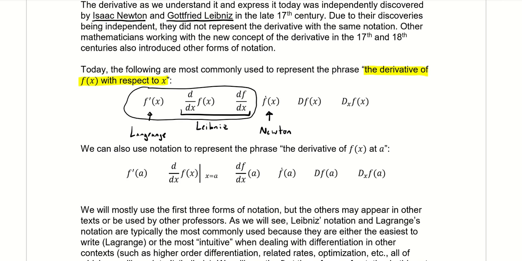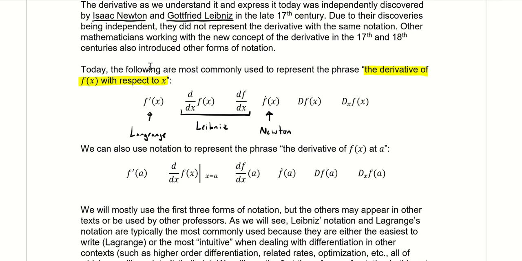But it is important to recognize different notations for the same thing because, like I said, different textbooks, different professors, different resources may use different forms of this notation. Just know it all means the derivative. We're taking the derivative of a function with respect to a certain variable.